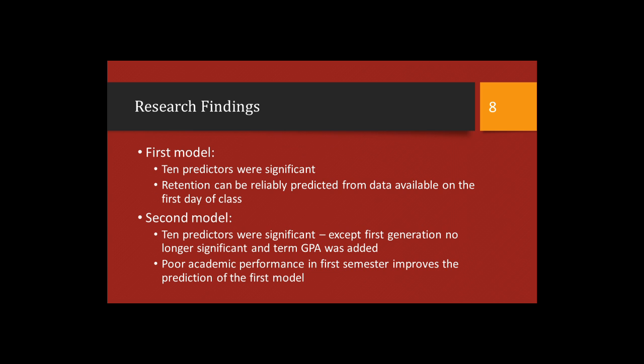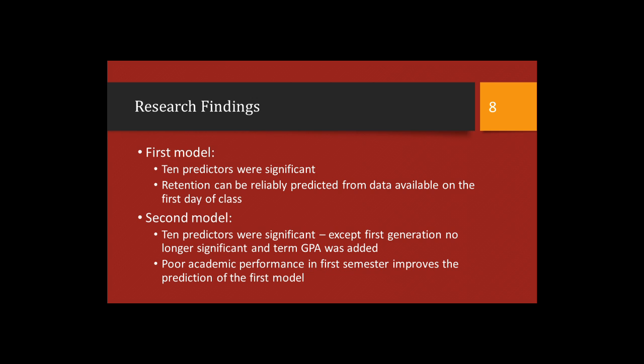What I found in the first model was that 10 predictors were significant. These included first-generation athletes, students that lived in Colorado, students that lived in the United States, those that lived in on-campus housing, students that had an undeclared major, and students that had a higher GPA in high school had better retention. Cost of attendance, unmet financial need, and need-based aid were also significant predictors in the first analysis.